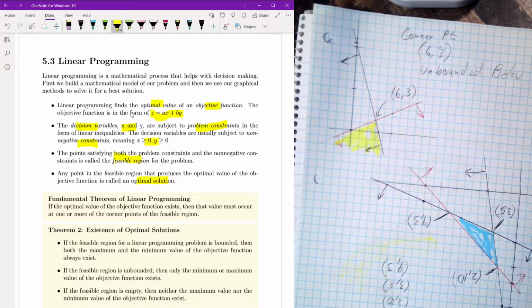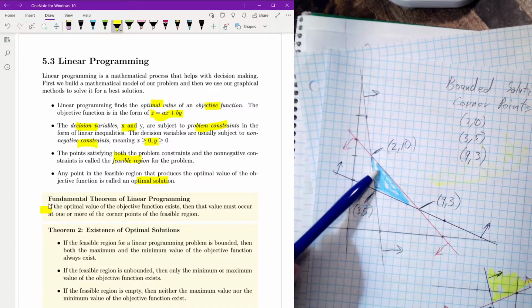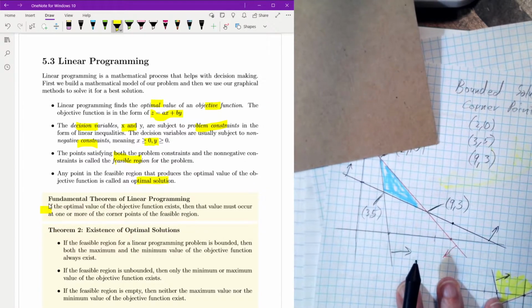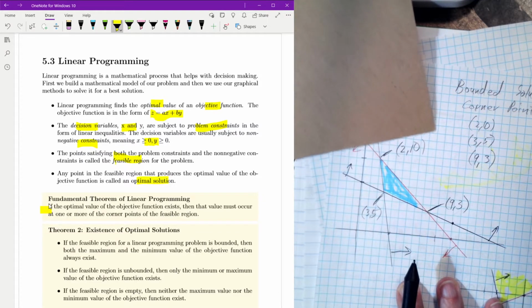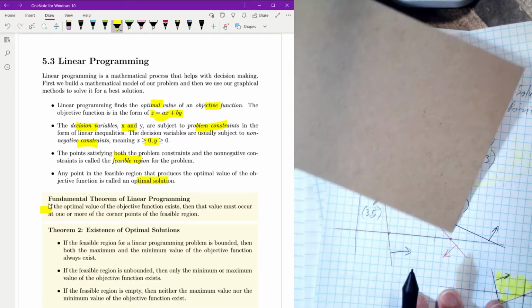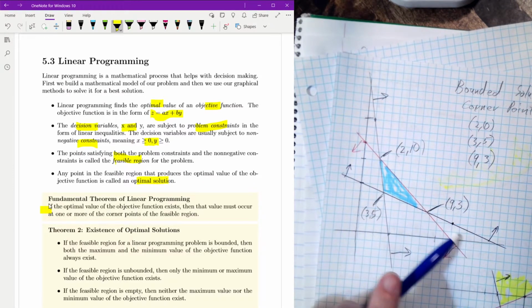Now, there is an important thing, and that is the optimal value of the objective function. If it exists, then it occurs at one or more corner points. So if we're looking at this problem in particular, if this is our feasible region, and we have an objective function, that function is going to reach a maximum or a minimum at a corner point, or at one or more corner points. It is possible that it meets it at 2 corner points, but then that would be equivalent to this line.